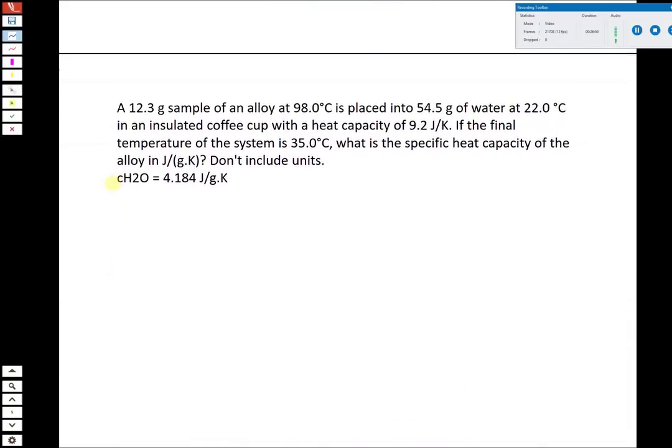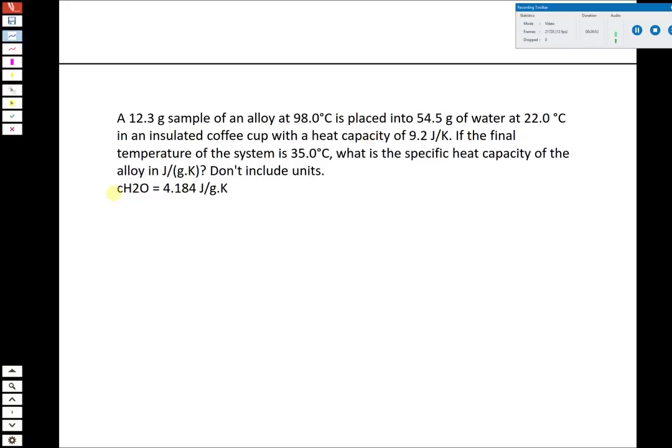Alright, this question deals with finding the unknown heat capacity of an alloy. So you have a 12.3 gram sample of an alloy, initially at 98 Celsius. We place it into 54.5 grams of water at 22 Celsius, in an insulated coffee cup with a heat capacity of 9.2 joules per Kelvin. If the final temperature is 35 Celsius, what is the specific heat capacity of the alloy?